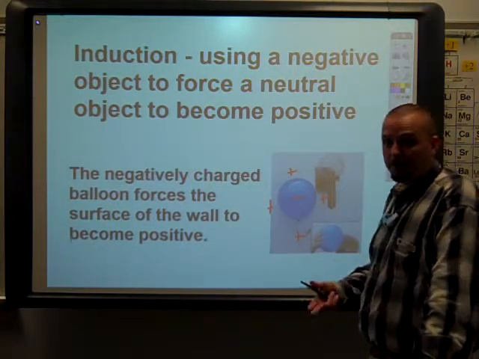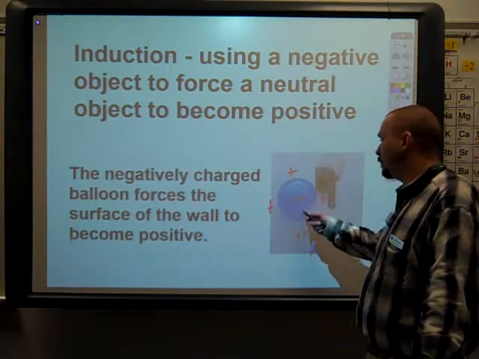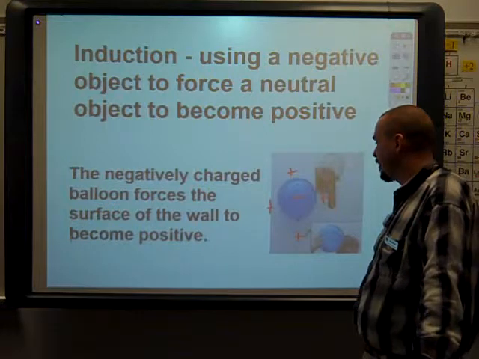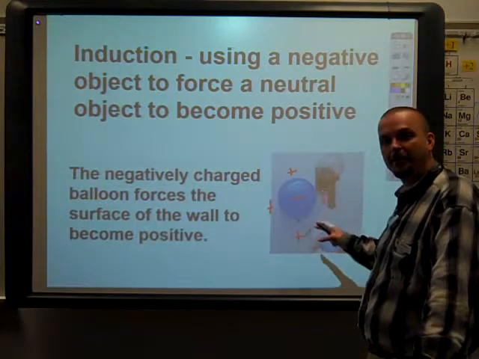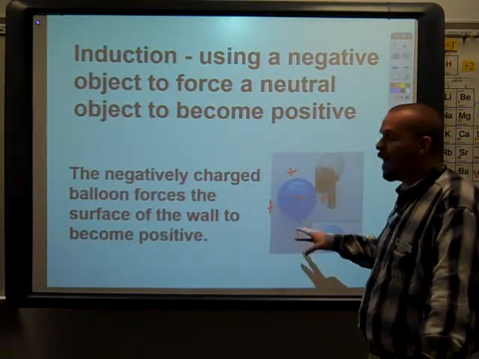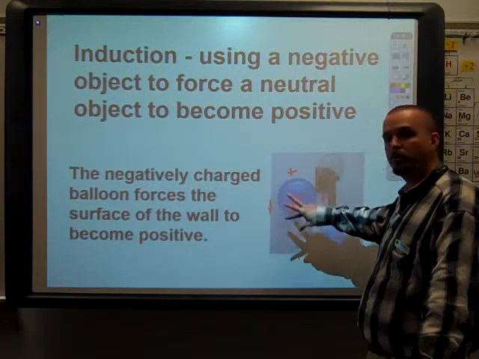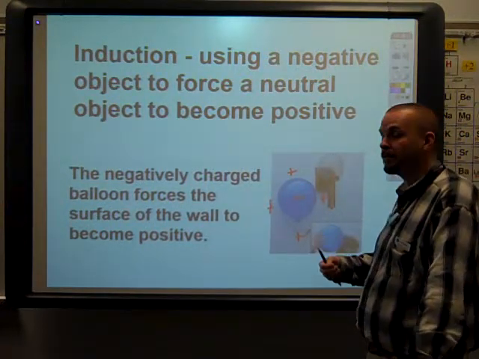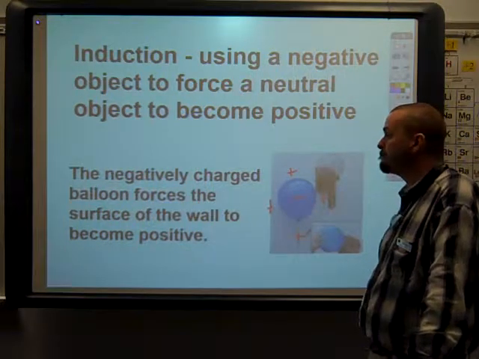Again, we're not rubbing these two things together. You don't have to rub the balloon against the wall. That is one of the things that makes it very different from friction. And this whole process happens before they ever touch. As the balloon is coming closer and closer to the wall, the wall becomes more and more positive as its electrons are forced away.